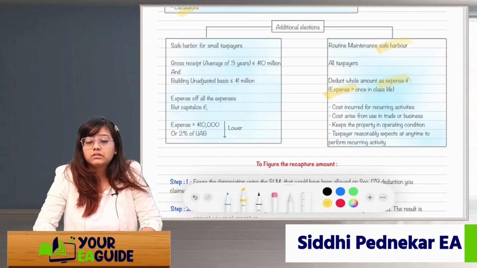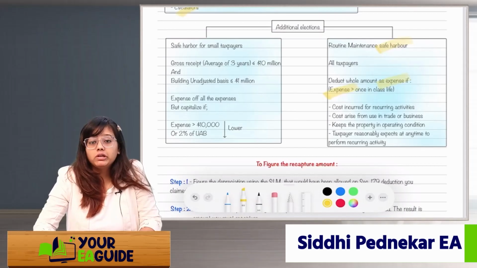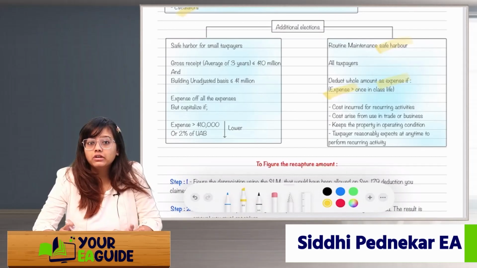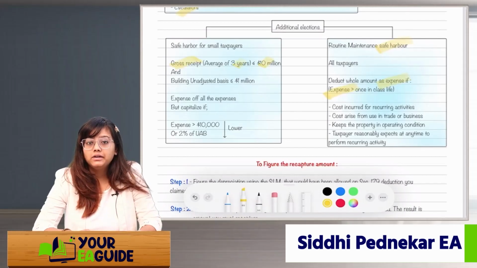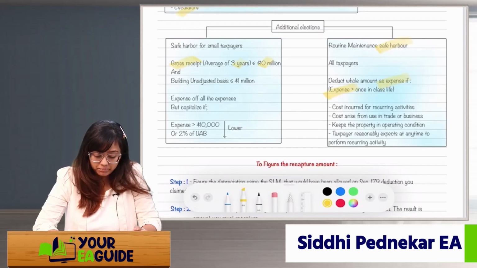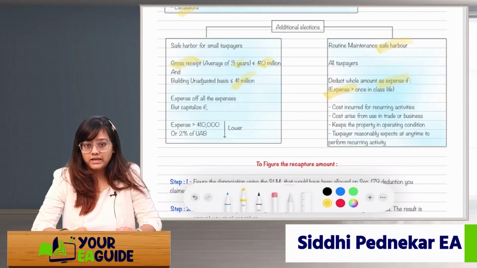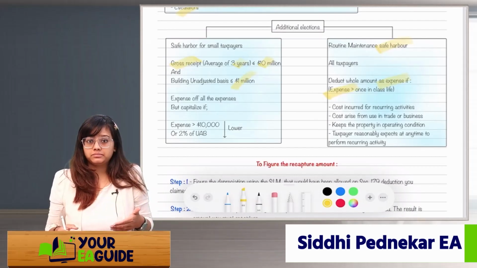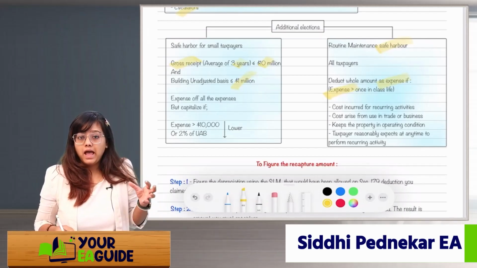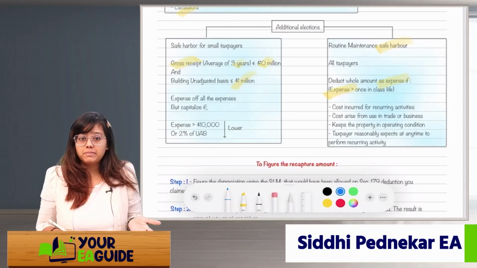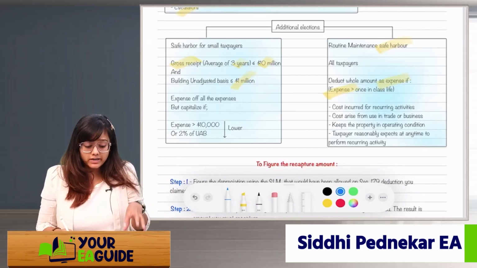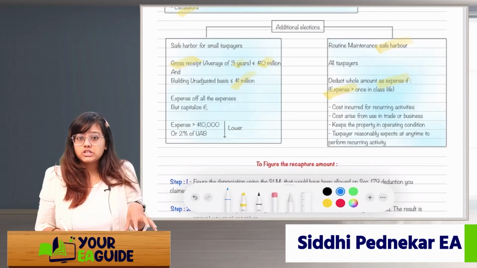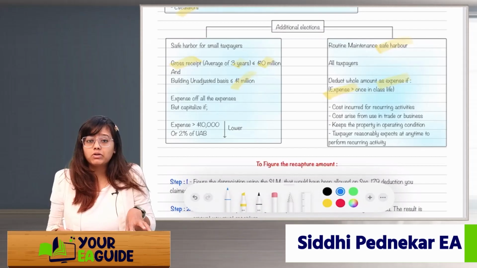But what do we mean by a small taxpayer? If your average gross receipts over 3 years are up to 10 million, and your building's unadjusted basis is up to $1 million, then you are called a small taxpayer. What do we mean by unadjusted? It means apart from depreciation, just take the cost basis. Whatever cost you paid to purchase the building you use in the business, if the unadjusted basis, excluding depreciation, is up to 1 million, then you are a small taxpayer.